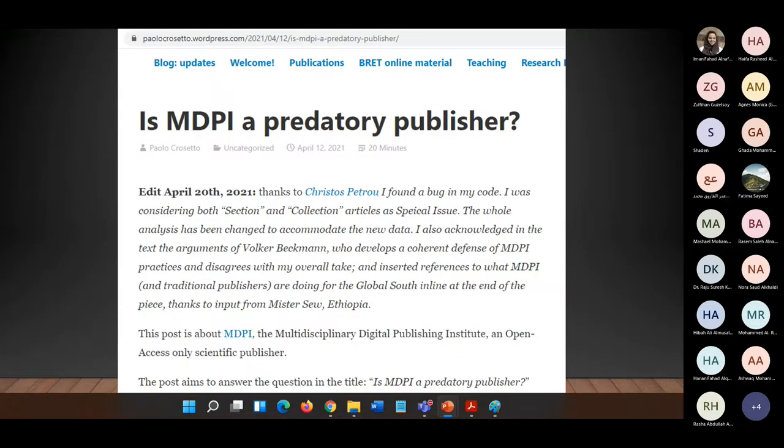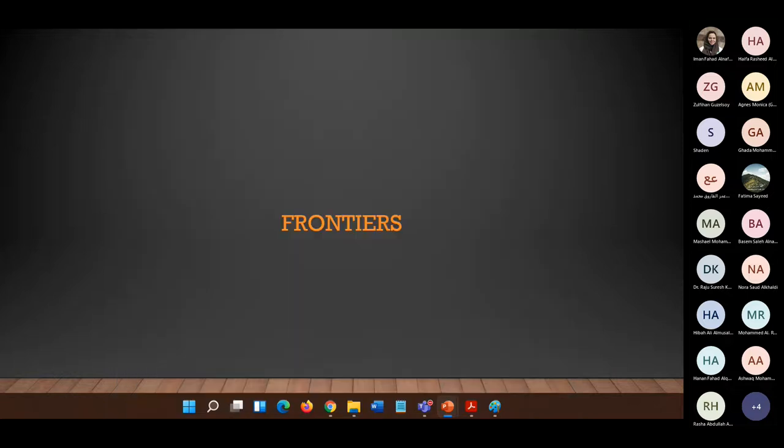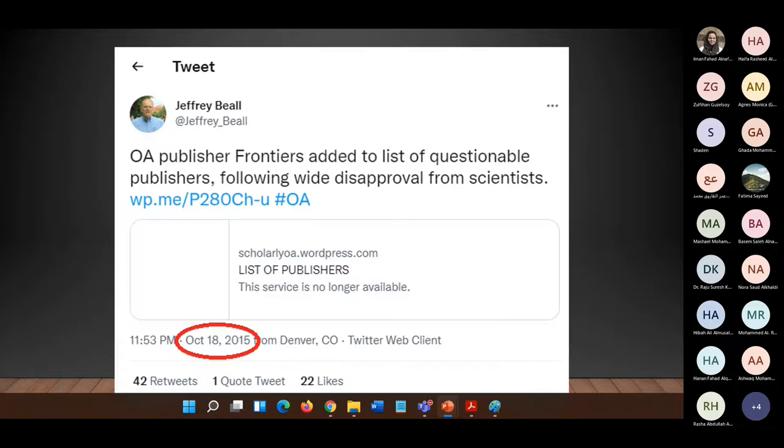And this is an example of an article about it. So let's move to another example, Frontiers. Frontiers is a very famous publisher. Let's look at some controversies behind Frontiers. This is the beginning of the story. In 2015, Jeffrey Beall tweeted saying that he added Frontiers to his list. And then the whole hell broke loose at that point.